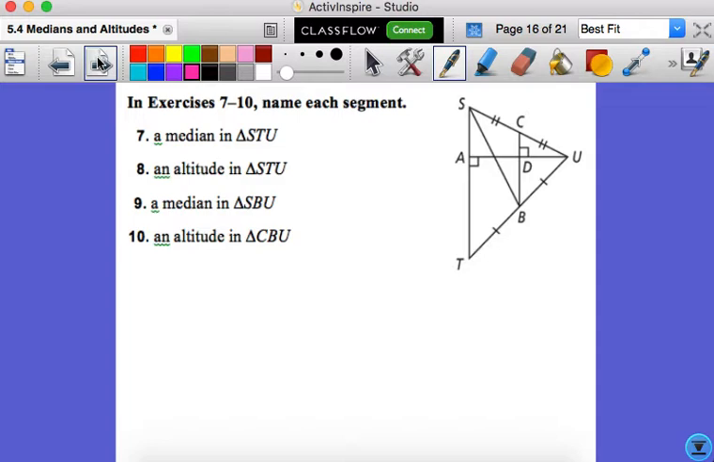So it says find a median in triangle STU. We're looking at the whole picture right now, and we want to find something that connects a midpoint to a vertex. So segment SB is our median within the whole triangle. The next part says find an altitude within the whole triangle. An altitude connects a vertex to the opposite side in a perpendicular manner. So UA is an altitude.